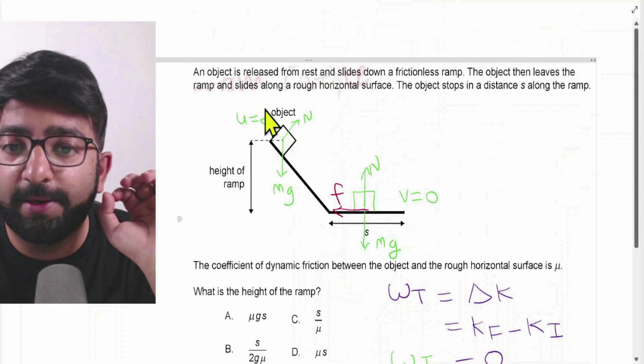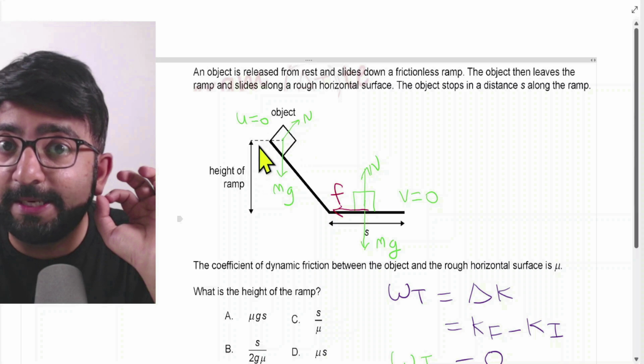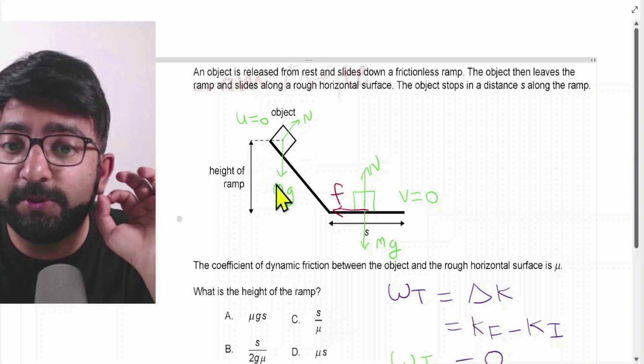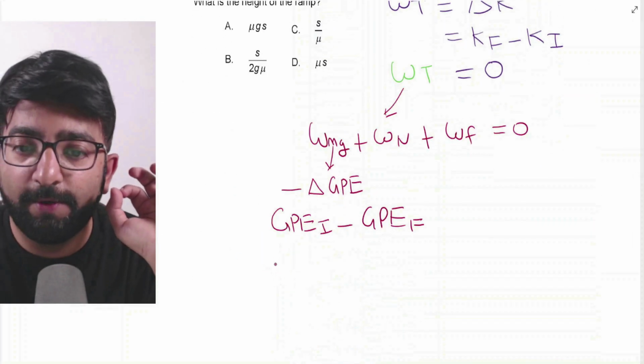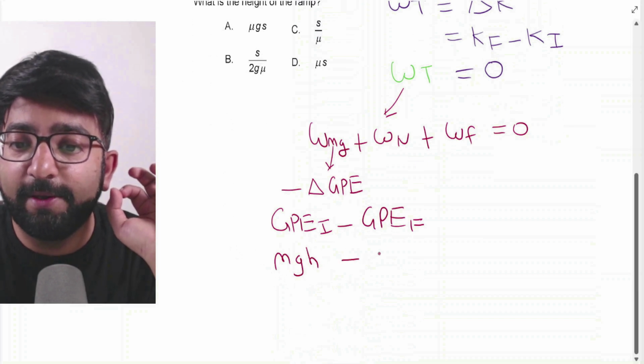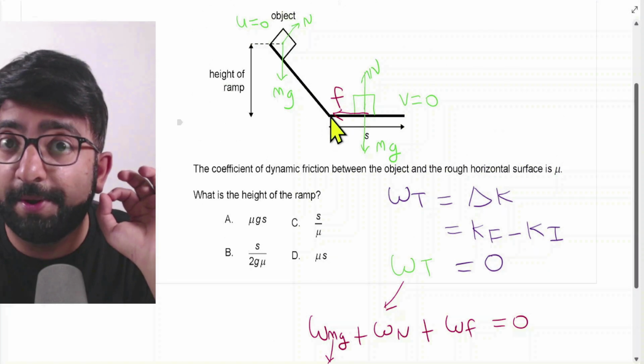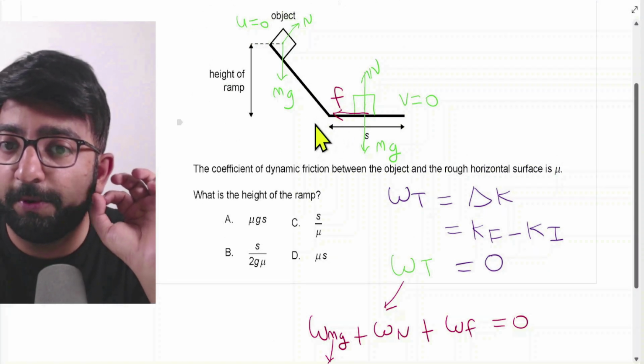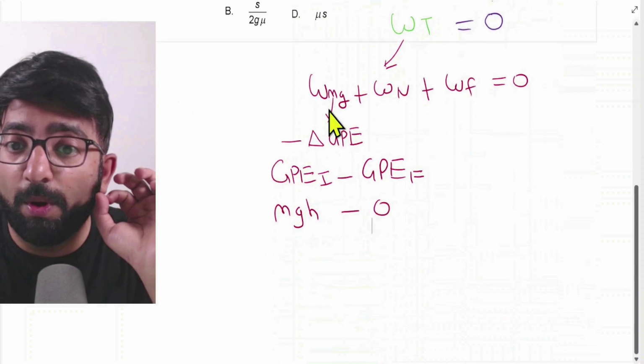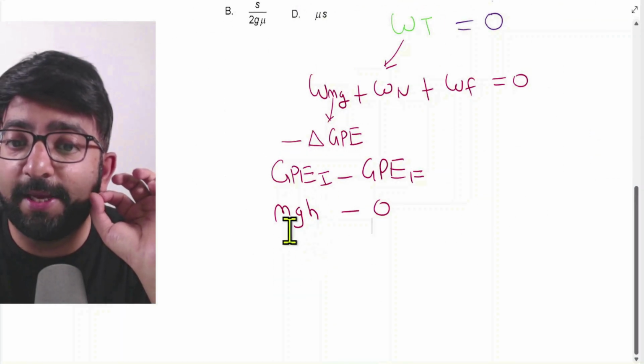So initially the object is at this point. So the gravitational potential energy will be mgh. Let's write down initial will be mgh. And finally, the GPE will be zero because by that time the object would have come over here. This point is on the ground, so potential energy will be zero. So the total work done by the gravitational force is mgh.